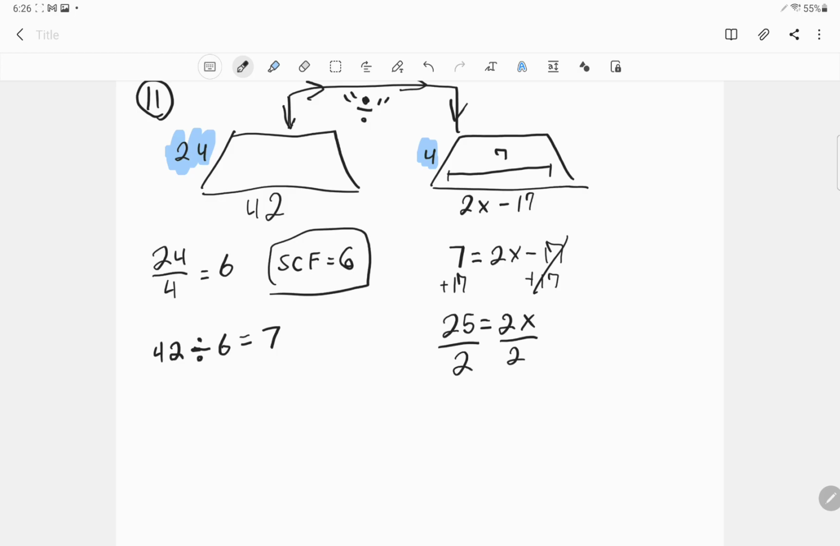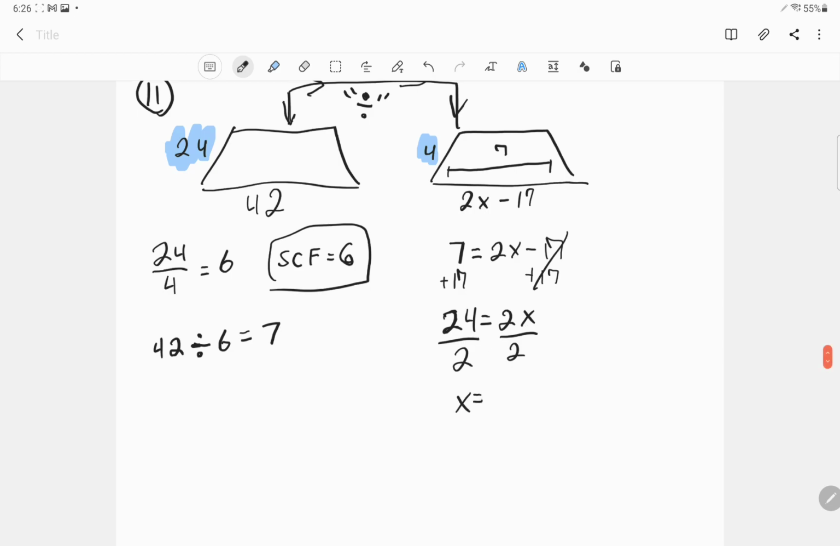Oh no, my bad. Let me erase that real quick. It's 24 and I put 25. It's going to be 24 over 2. Divide both sides by 2 and I get x is equal to 12.